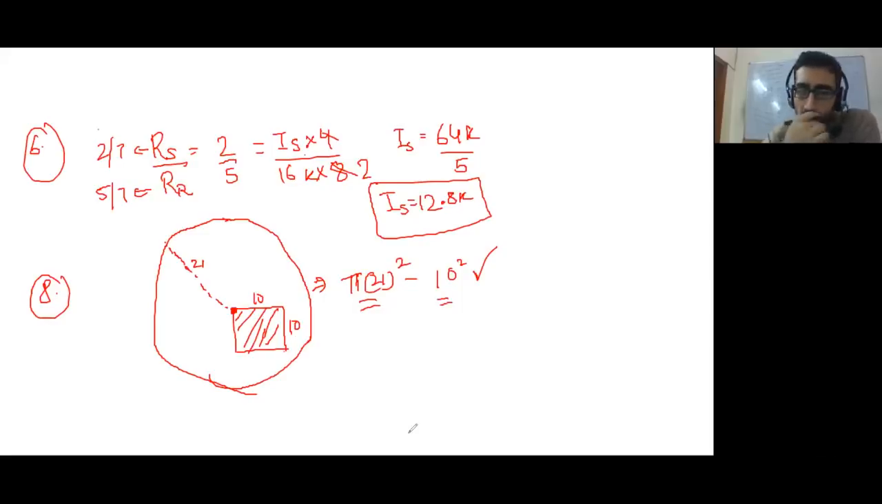Question number 1. Find the total surface area of the largest sphere that can be inscribed in a hollow cylinder of radius 21 and height 30. So we have to fit in the largest sphere in these dimensions: radius 21, height 30. So let's see what that would look like.